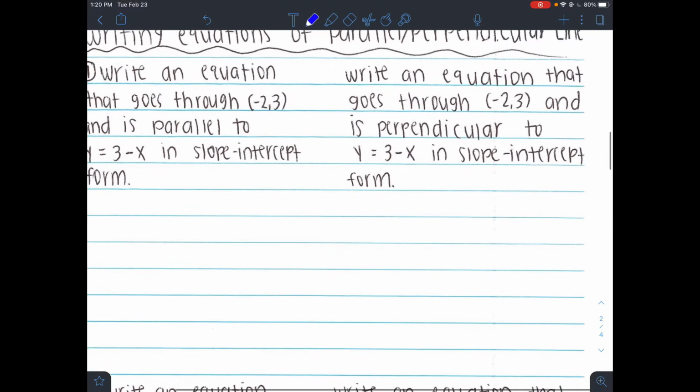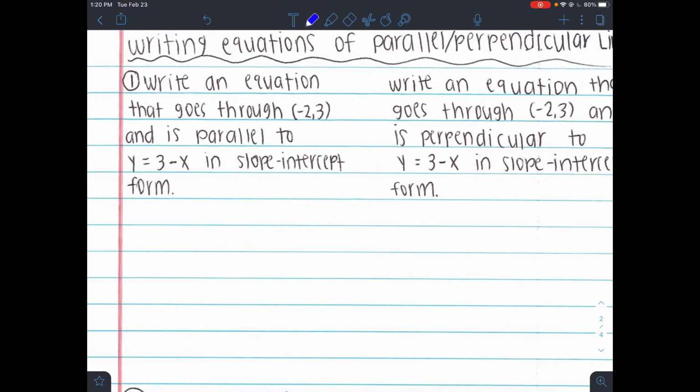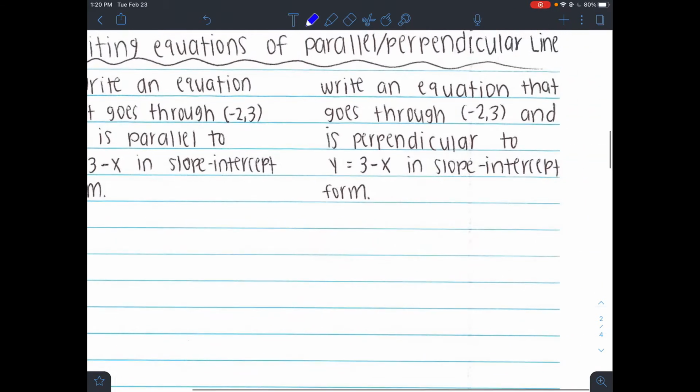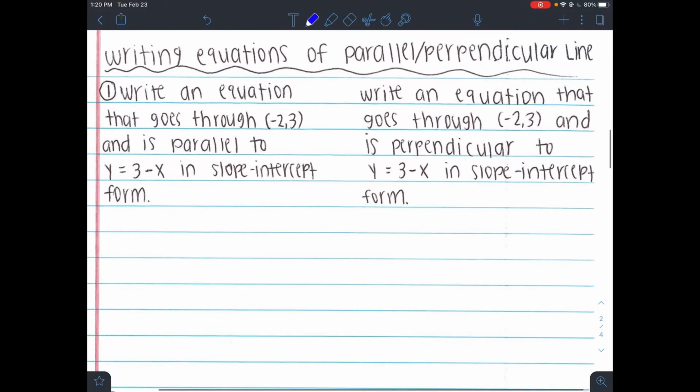So if you'll notice, write an equation that goes through -2, 3, and is parallel to y equals 3 minus x in slope-intercept form. Over here, write an equation that goes through -2, 3, and is perpendicular to y equals 3 minus x in slope-intercept form. So they're almost identical, except for one we're going to do a parallel line, and the other one we're going to do a perpendicular line, but we're going to use the exact same point and same equation.